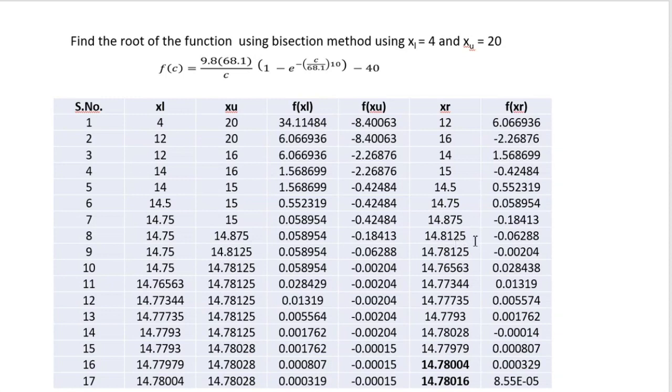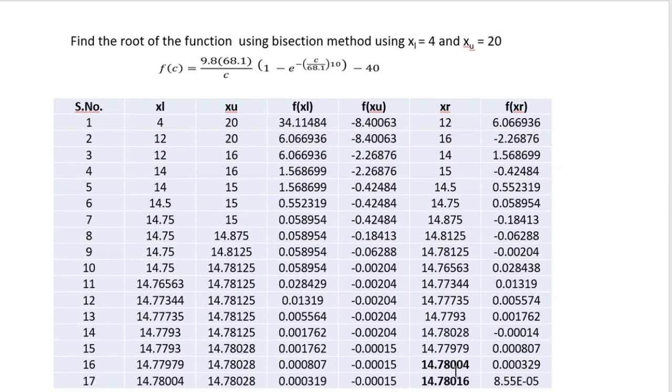14.8125, and in the 9th iteration it is coming 14.78125. So if you compare the two values, the first decimal place is also not tallying. Whereas after that, at the ninth and 10th iteration, the first decimal place is tallying. If you go on moving further, at the 16th and 17th iteration, the two consecutive values of XR are equal up to the 3 decimal places.